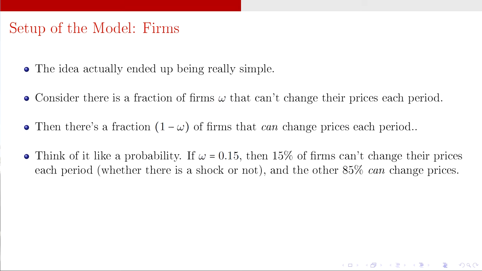So this is kind of a probability. It means that every single period there is a 15% probability, or 0.15 probability, that you won't be able to change your price, meaning there's a 0.85 probability that you can change your price each period. So you're going to be setting your price above marginal cost based on your expectations of what you think will happen in the future.